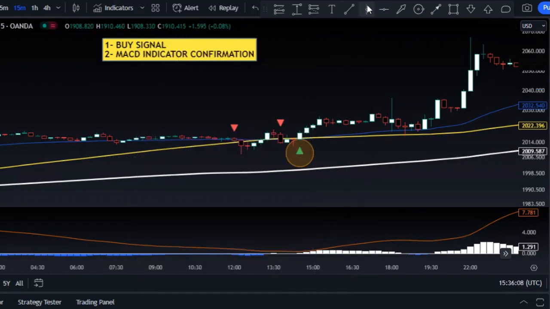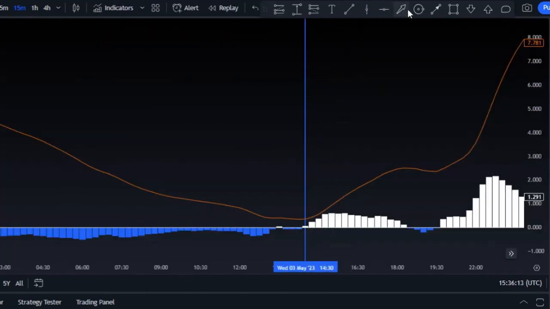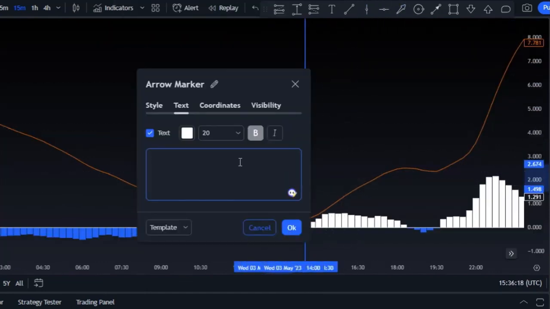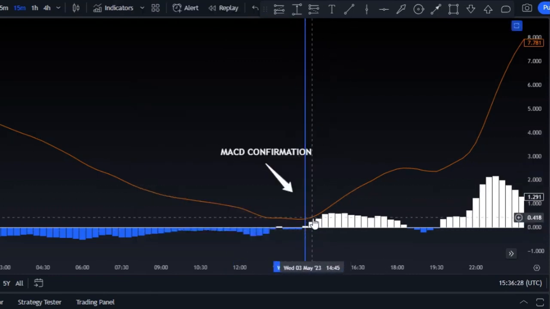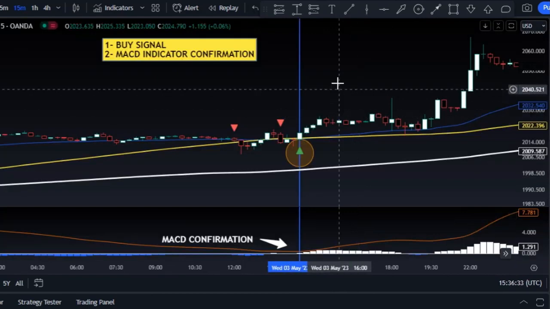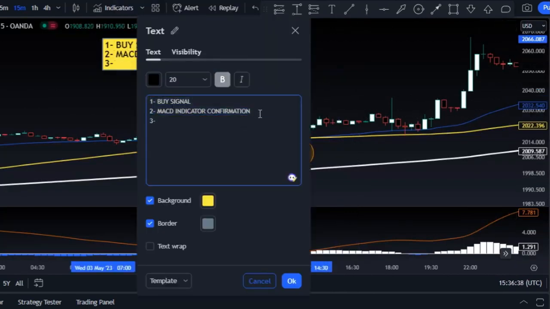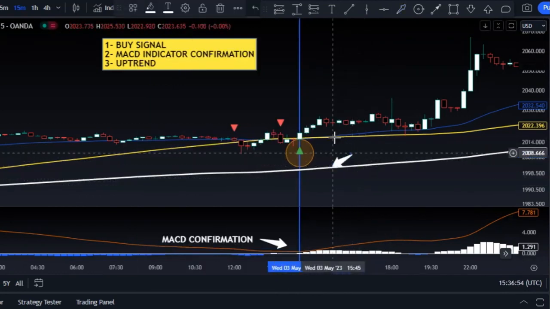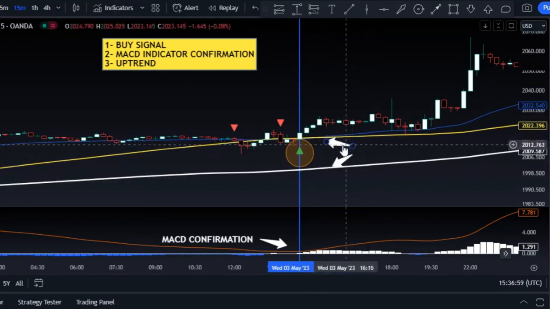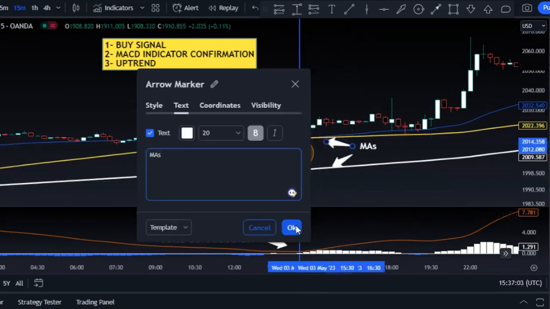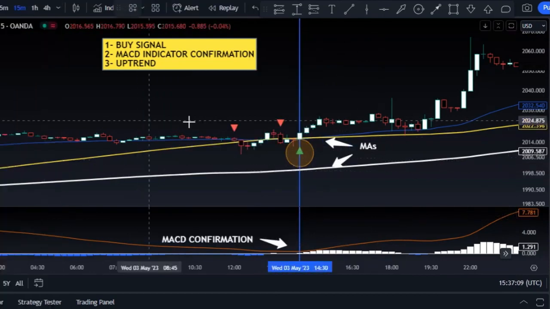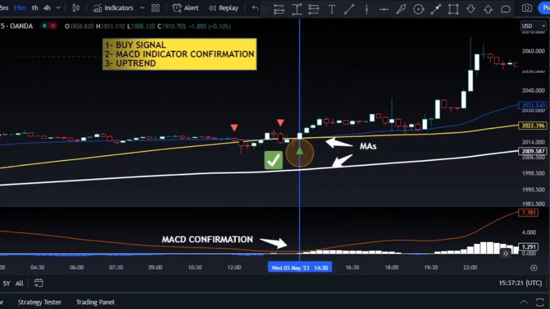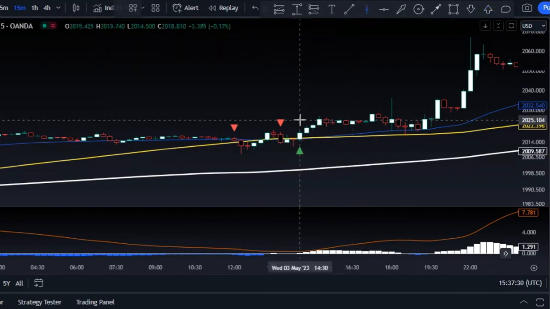So after issuing a buy signal, the MACD indicator must confirm the signal. Then after MACD confirmation, we must check that the buy signal was issued under uptrend market conditions, meaning the price must be above all three moving averages. So in these circumstances, we can enter the buy trade at the close of the signal candle.